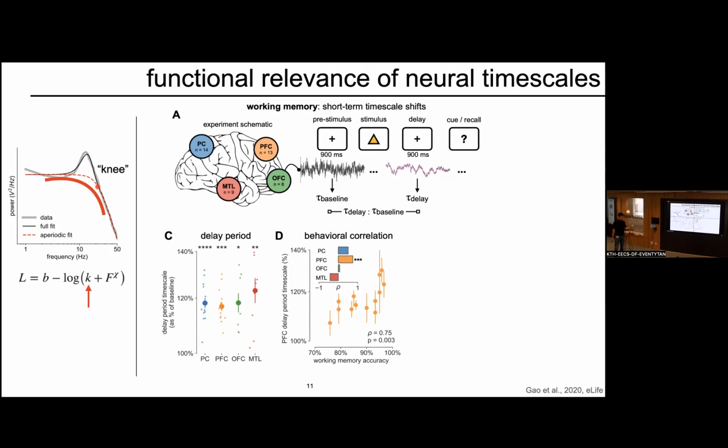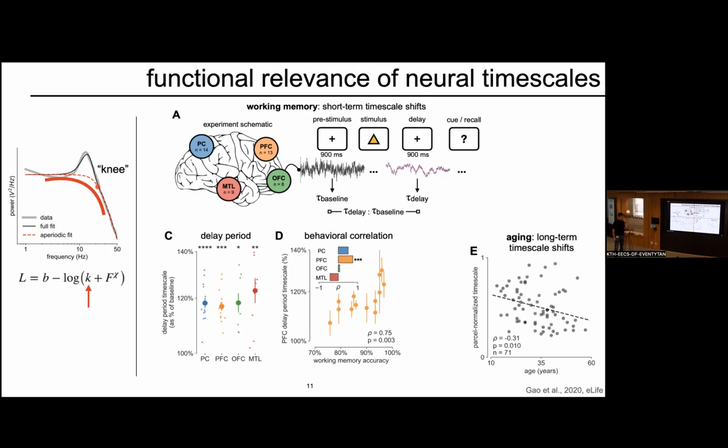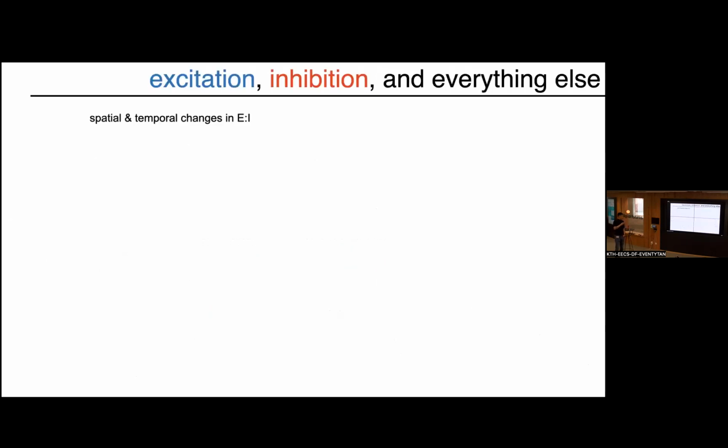And there's a bunch of other things in this paper from a couple of years ago, where you saw that as people got older, their timescales across the whole brain also decreased, which is consistent with another strand of literature showing aging-related effects. Okay. Cool. So that's all the stuff you can do.